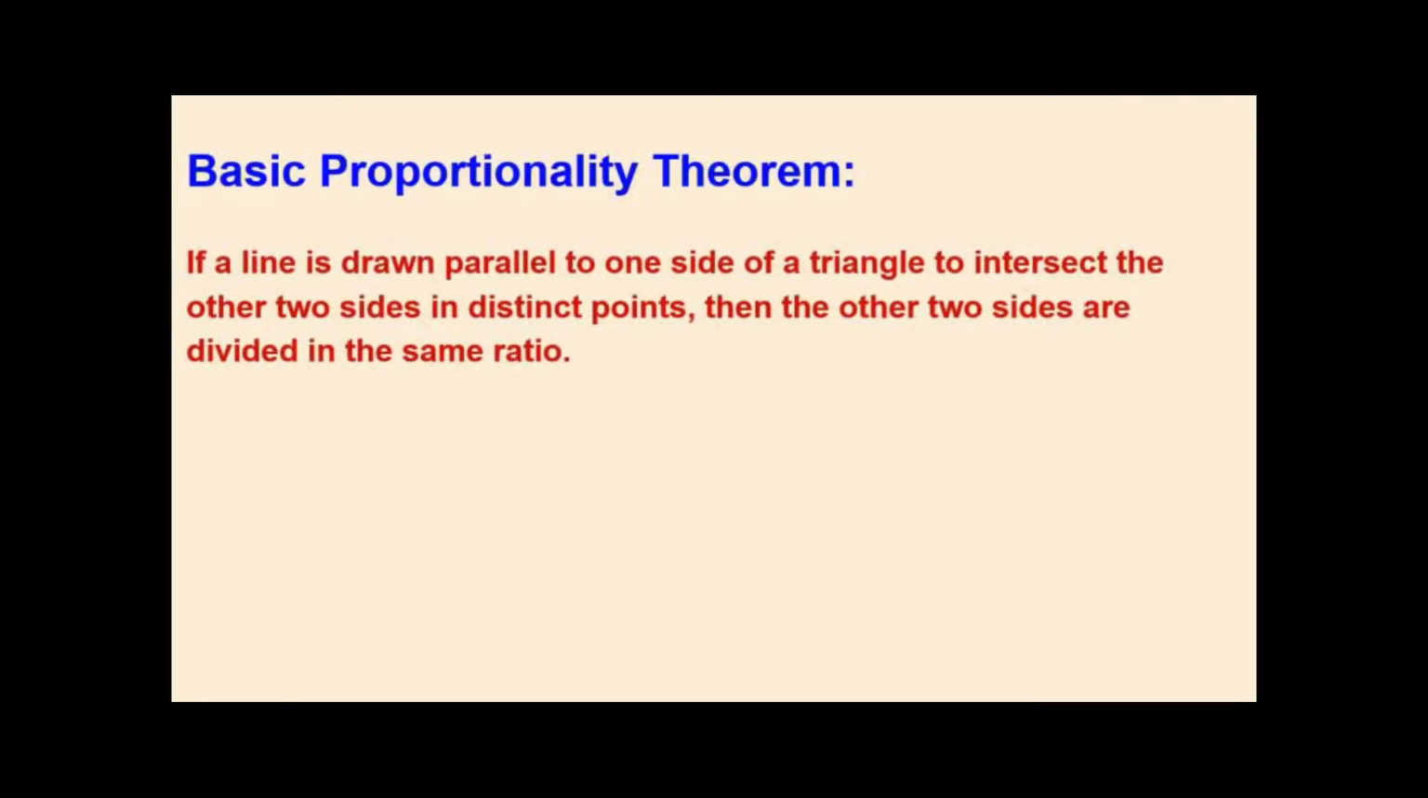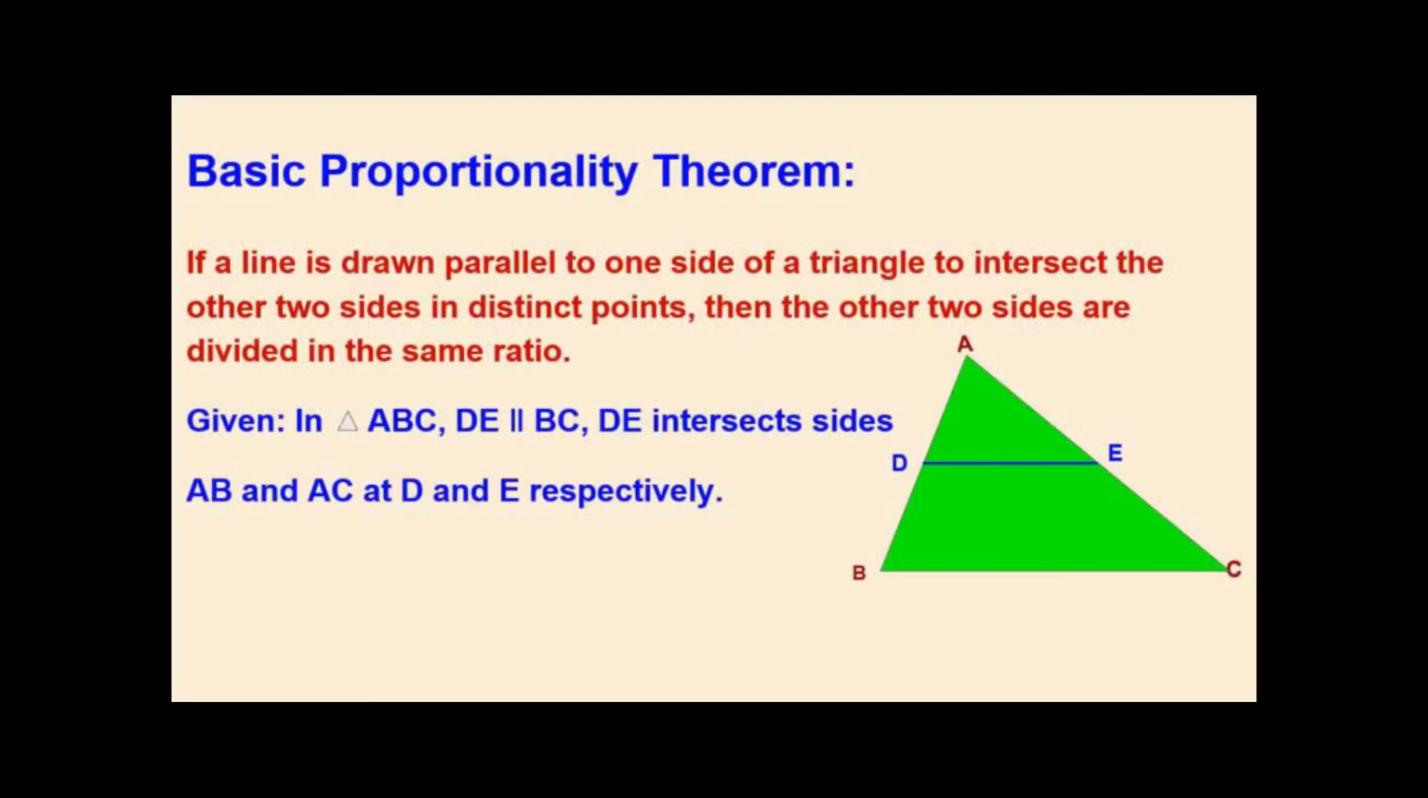Let us write the steps properly. Basic proportionality theorem: if a line is drawn parallel to one side of a triangle to intersect the other two sides in distinct points, then the other two sides are divided in the same ratio. Let us consider the triangle ABC, and the line segment DE is parallel to BC. Given in triangle ABC, DE is parallel to BC and intersects sides AB and AC at D and E respectively. We need to prove AD by DB is equal to AE by EC.